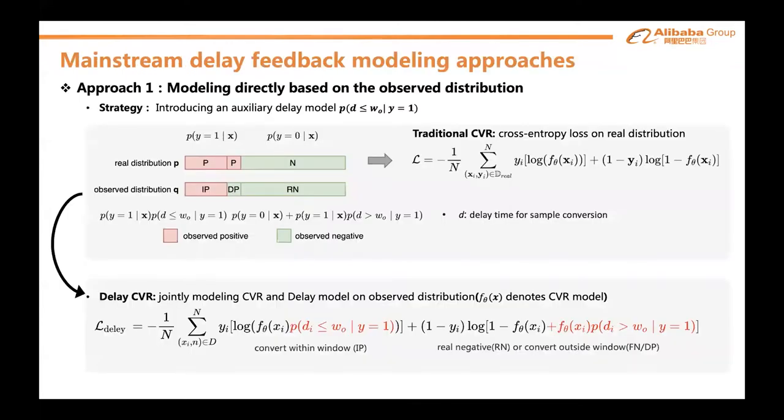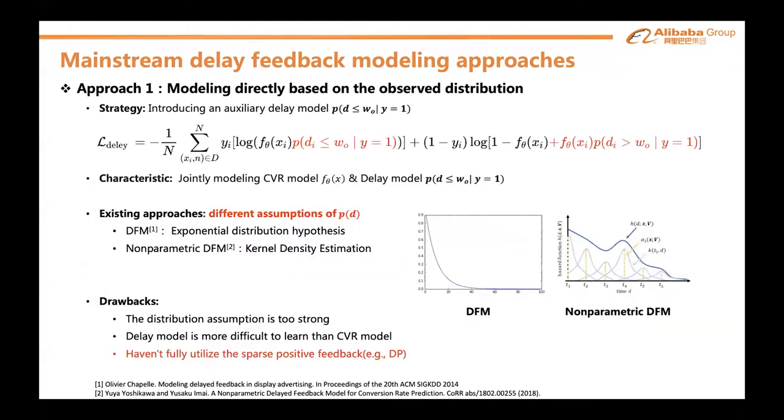The first type is directly modeling based on the observed distribution. This kind of method introduces an auxiliary delayed model and jointly optimizes the CVR model and the delayed model. The main difference between these methods lies in the different assumptions of the delayed distribution. The biggest drawback of such methods is that they haven't fully utilized the sparse positive feedback.